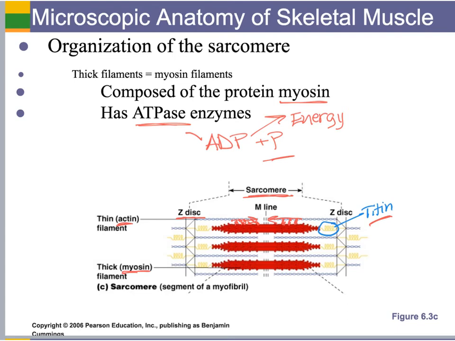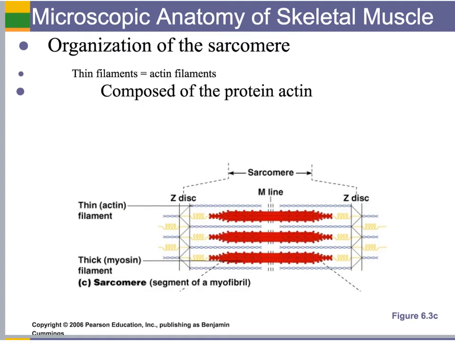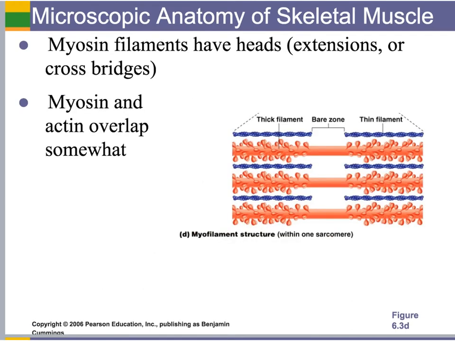Okay, so it's the ATPase enzymes that the myosin contains that allows the myosin to break down ATP to ADP, releasing energy that it will use to shorten the sarcomere. We pretty much talked about the organization of the sarcomere. Let's move on to the next slide.